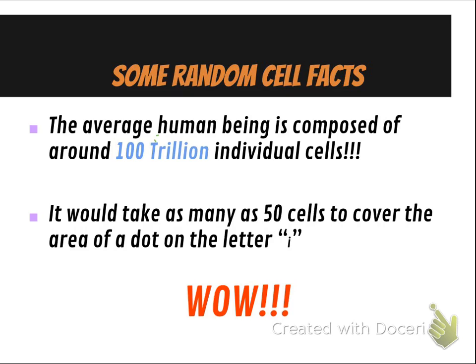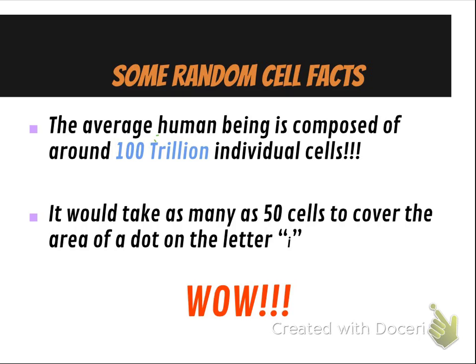Before we begin, though, I just want to point out a couple of interesting random cell facts that I think might really be beneficial to you as you think about your own cells and the cells inside of your body. So if we take a look at that first fact, it says the average human being is composed of around 100 trillion individual cells. That's a very big number. It's difficult to conceptualize in our brains, but we're made up of over 100 trillion.